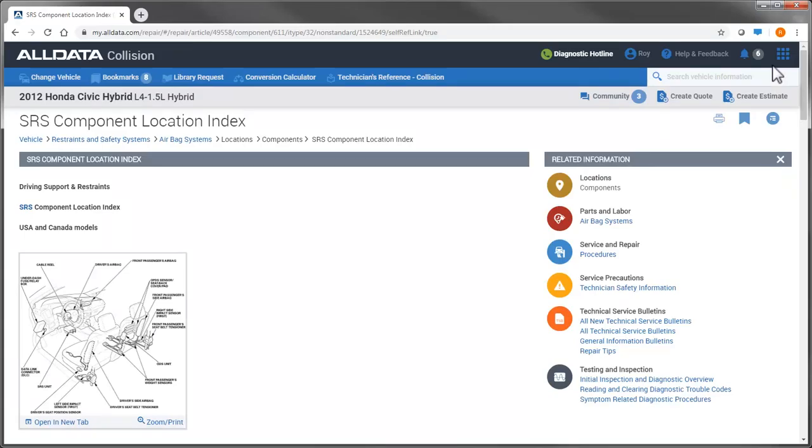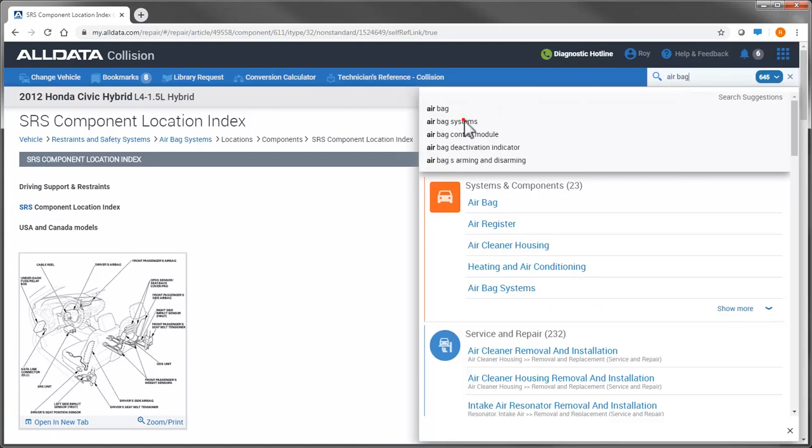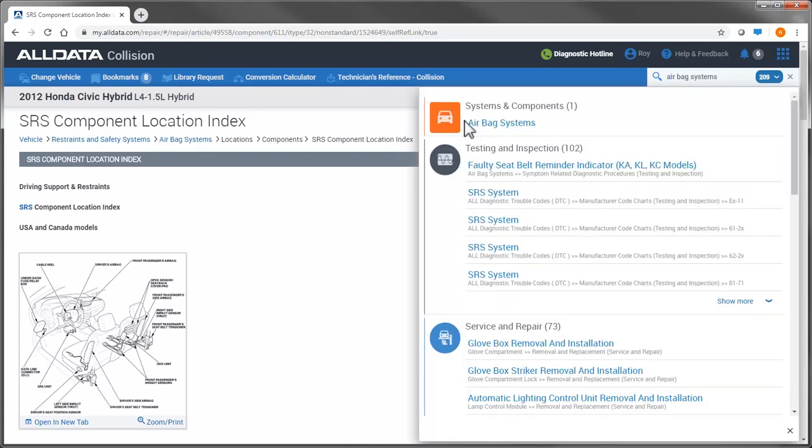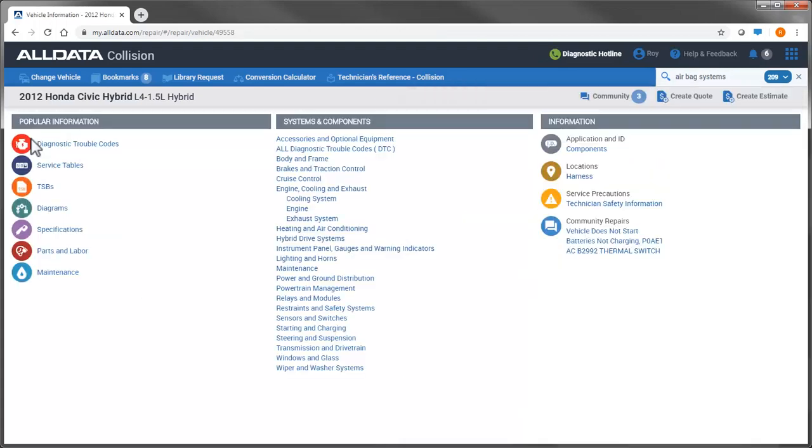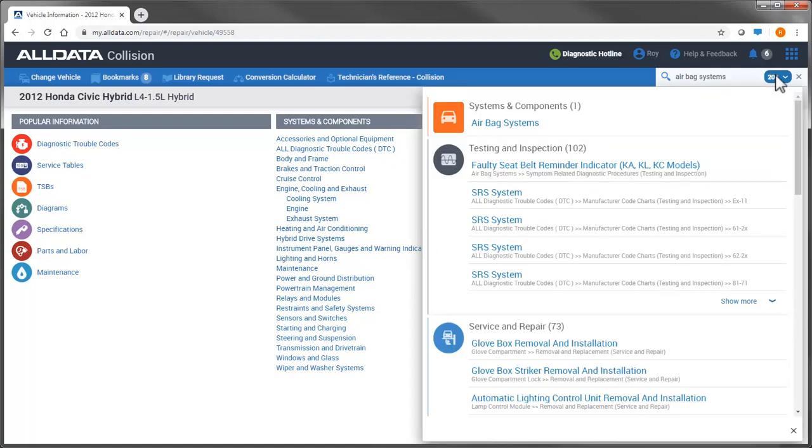Navigating to the information in ALLDATA Collision is simple and easy. However, the search engine makes this even faster. Just type in a search term, and all the information categories with related information will be displayed in this dropdown. No matter what page you navigate to, the search results will stay there until you clear the search term or enter a new one.